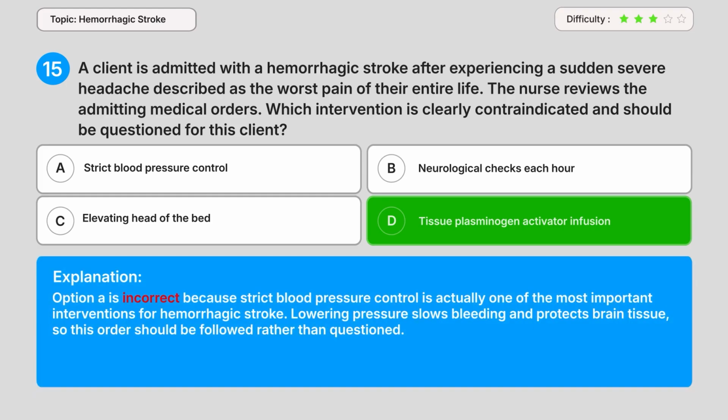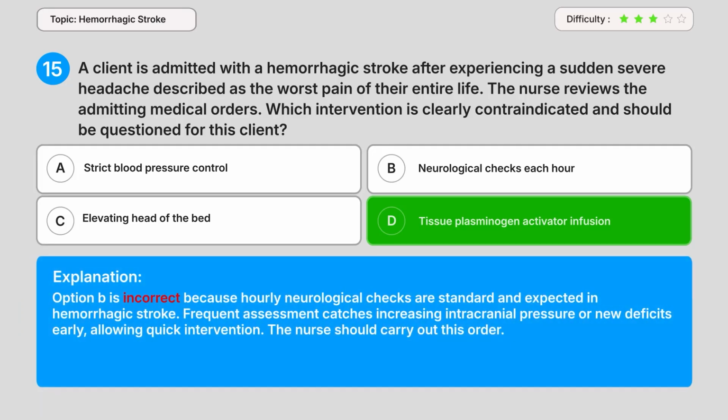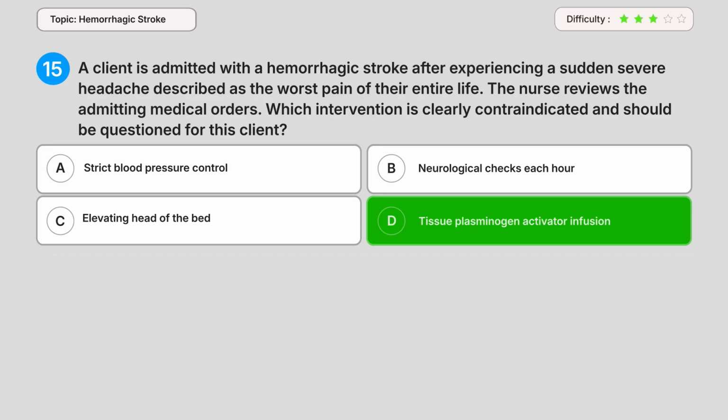Option A is incorrect because strict blood pressure control is actually one of the most important interventions for hemorrhagic stroke. Lowering pressure slows bleeding and protects brain tissue, so this order should be followed rather than questioned. Option B is incorrect because hourly neurological checks are standard and expected in hemorrhagic stroke. Frequent assessment catches increasing intracranial pressure or new deficits early, allowing quick intervention. The nurse should carry out this order.